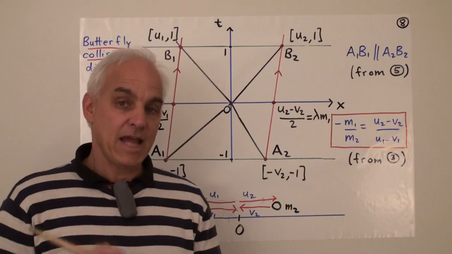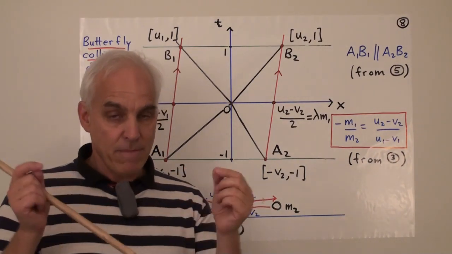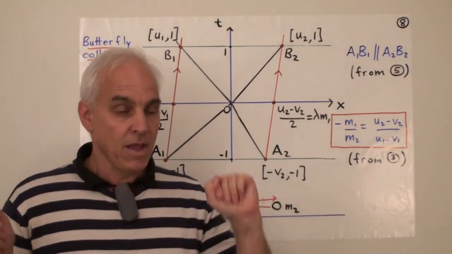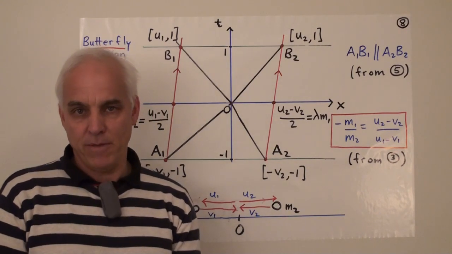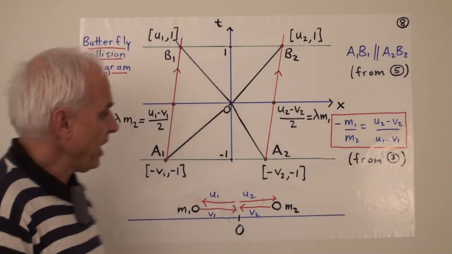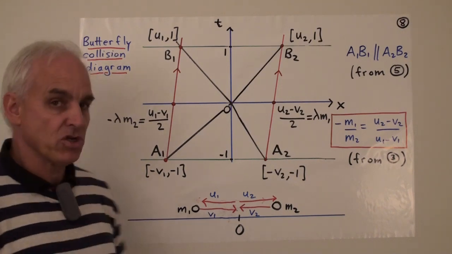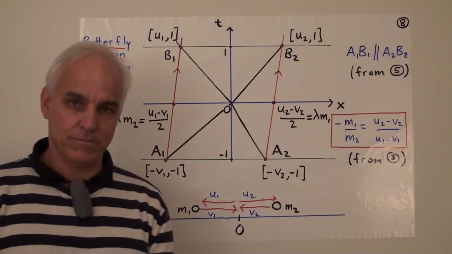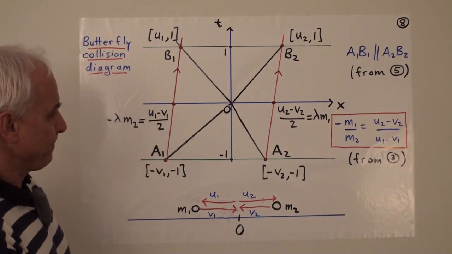All right. So exactly the situation that we were talking about with initial velocities v1, v2, masses m1 and m2, and final velocities u1, u2. I want to picture that now in this space-time diagram. And we get an instructive, kind of pleasant geometrical configuration, which we might call a butterfly collision diagram. Let's call it that. All right, so what's going on here?